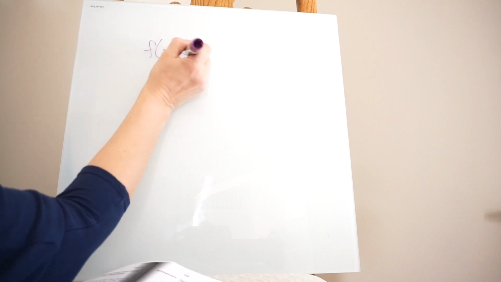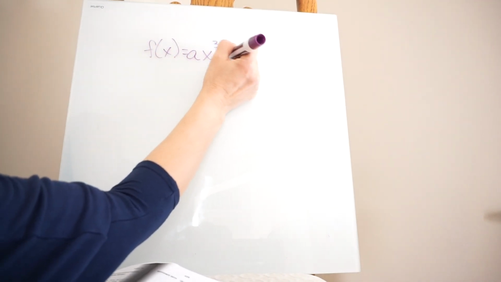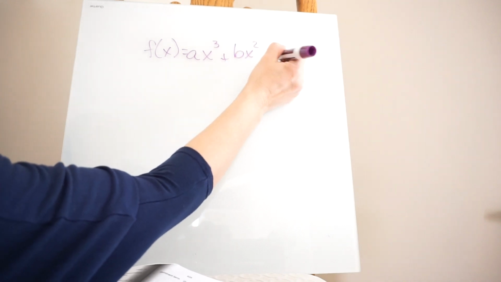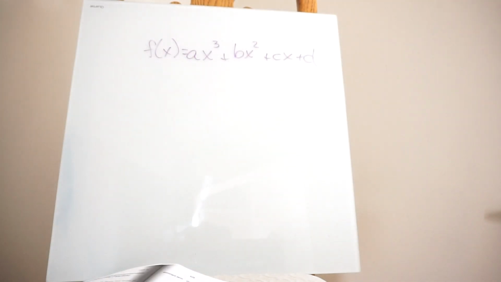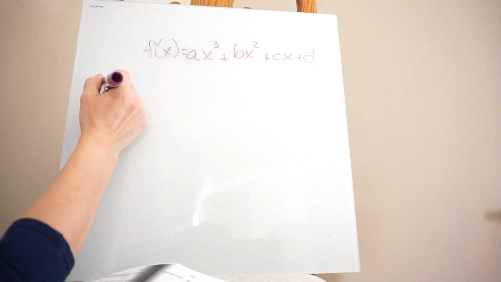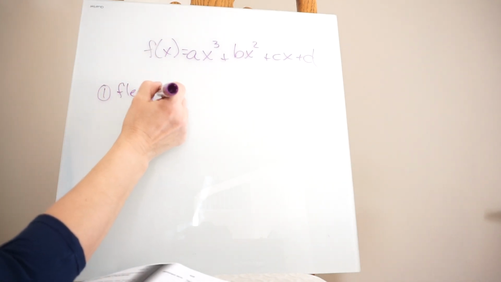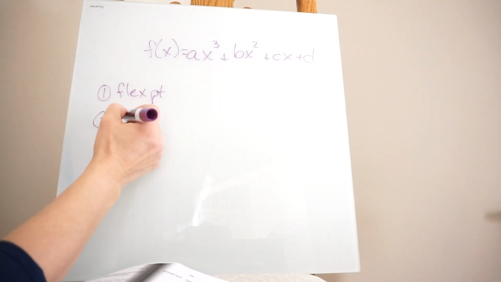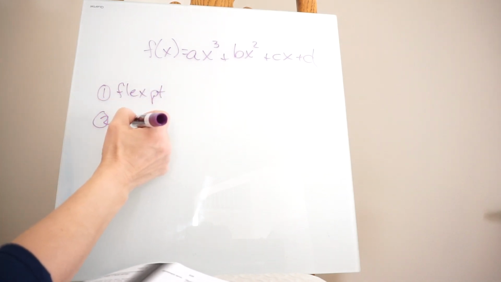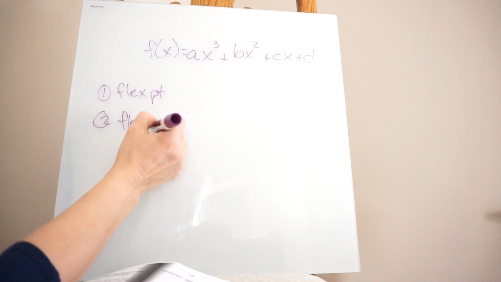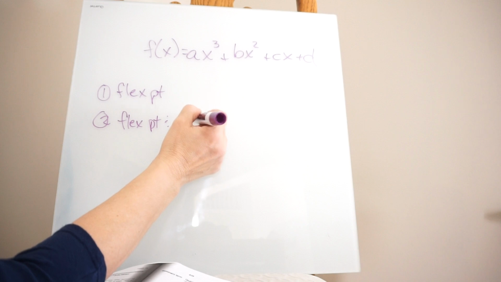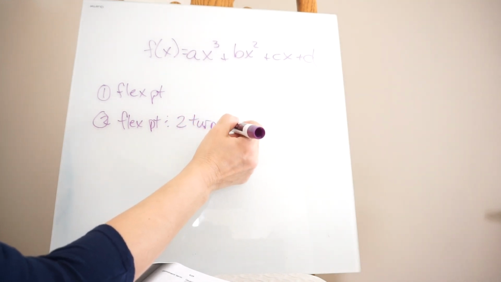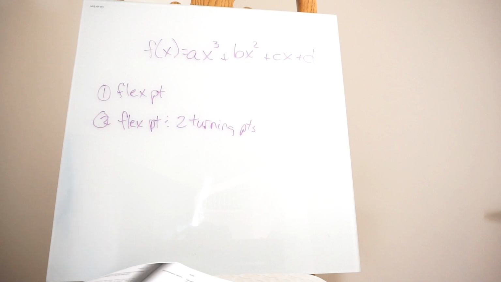So the general cubic equation would be f of x equals ax cubed plus bx squared plus cx plus d. The graph of a cubic function can have an inflection point, or it can have an inflection point and two turning points. Okay, so what would that look like?